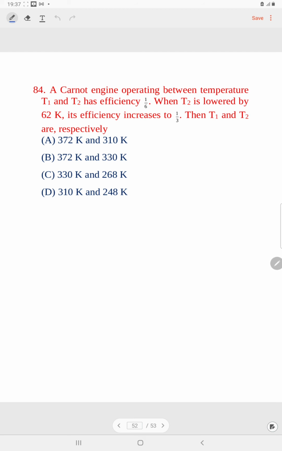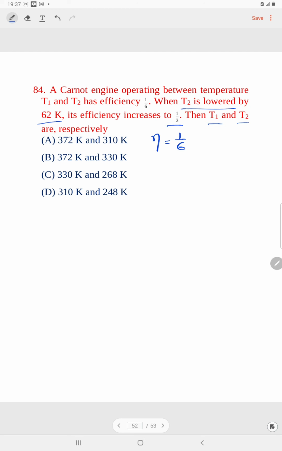And the last question, students. There is a Carnot engine operating between temperatures T1 and T2 has efficiency 1 by 6. So it is 1 by 6. T1 and T2 are the temperatures. Suppose if T2 is lowered by 62, that means if the sink temperature is decreased by 62, the efficiency becomes 1 by 3. Then what are T1 and T2?